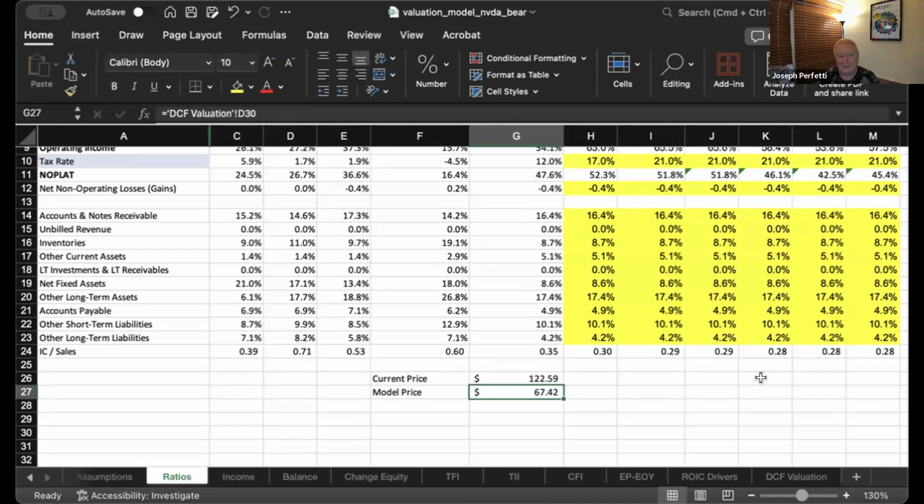So I've established my range. I got 67 on the low end. I got 100 and whatever it was, 40 on the high end. That's my bull and my bear, for reasons that I've explained.